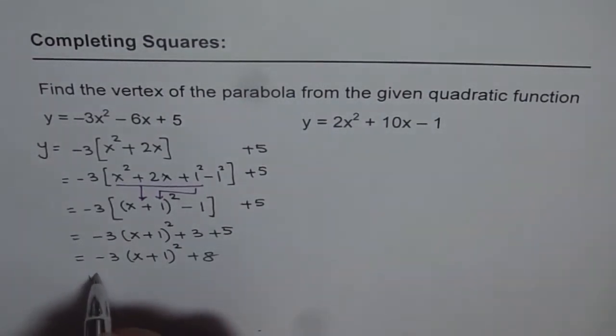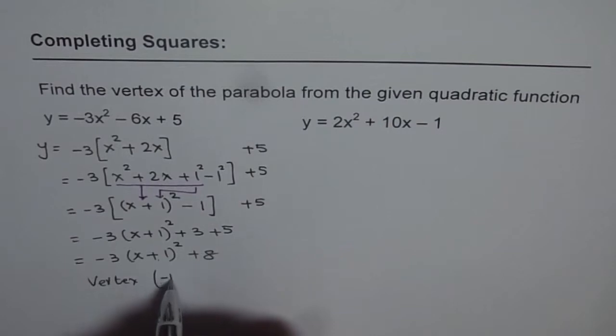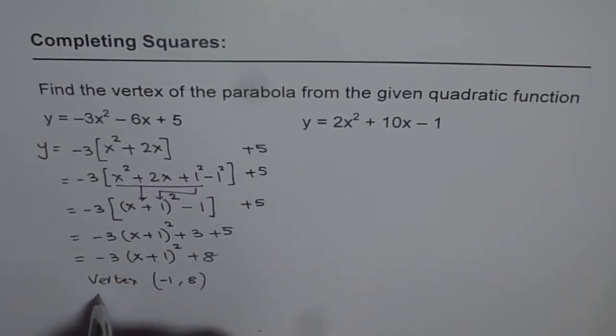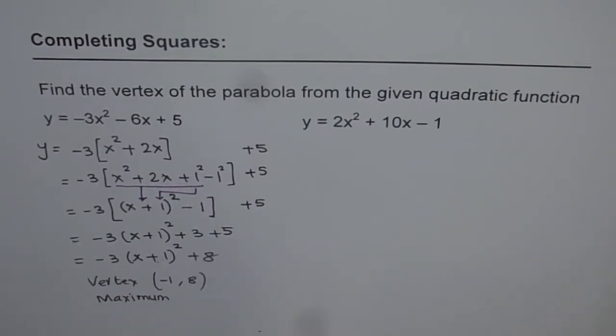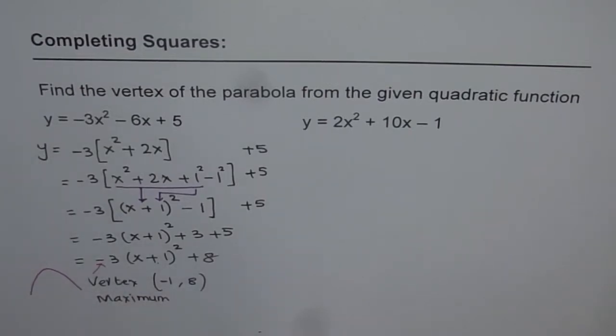So from here we get the vertex, and the vertex, as you see, is (-3, 14). And in this case we do have a maximum, right? Why a maximum? Since the leading coefficient is negative, that means it is opening downwards. That is why we have a maximum in this particular case, right? I hope you understand the process, and it's as good as that, right?